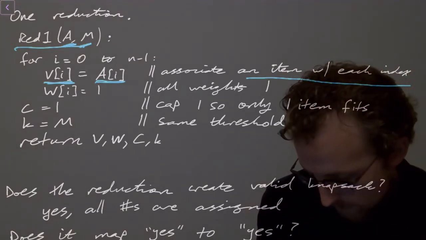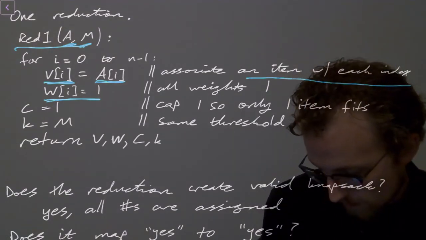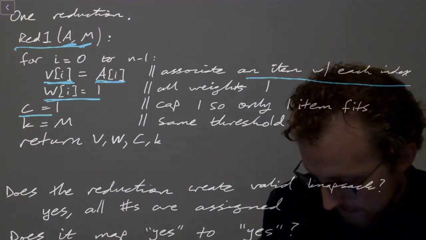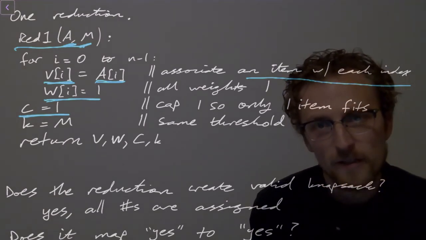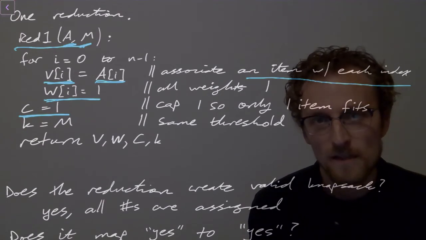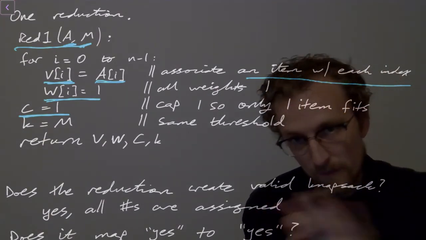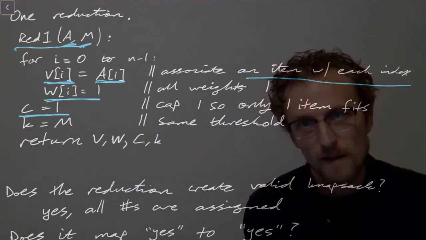Now every weight of the items is going to be 1. What's the purpose of this? Well, we're going to set the capacity of our knapsack to 1. This means that exactly one item fits in the knapsack. We can take one item, we can't take two, because every item has a weight of 1.